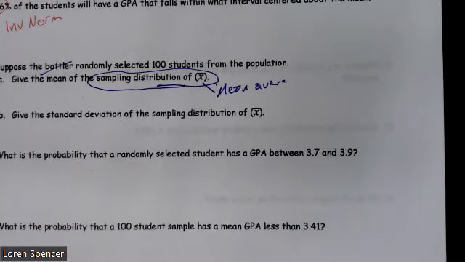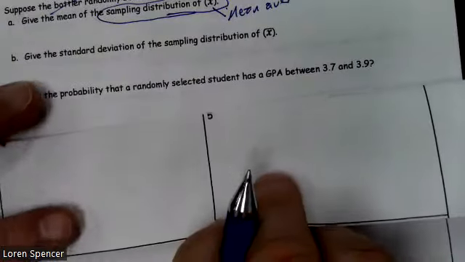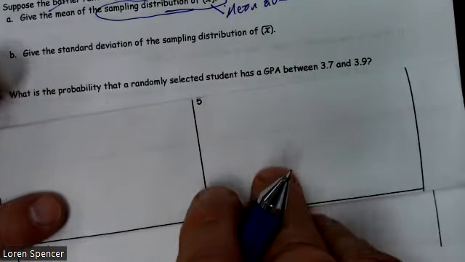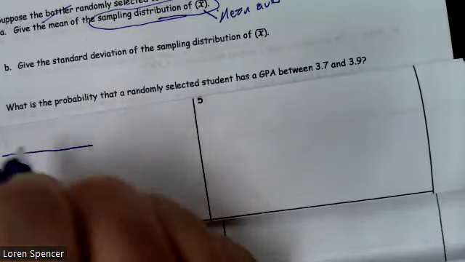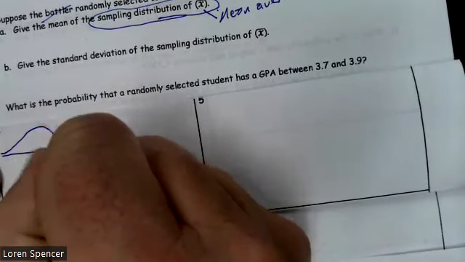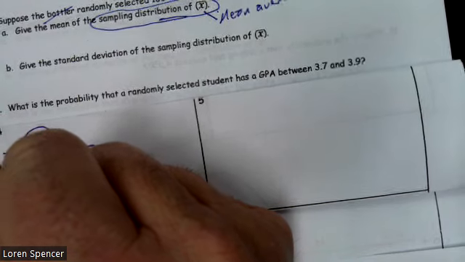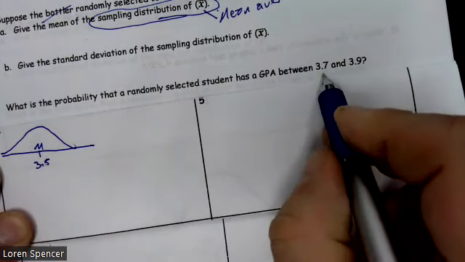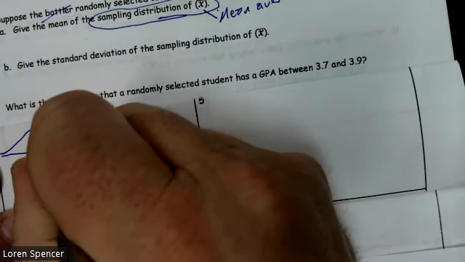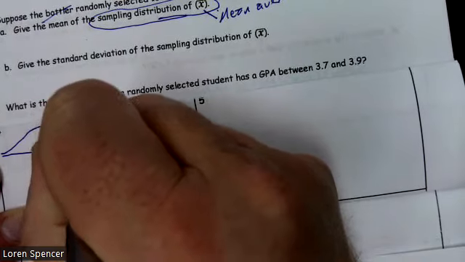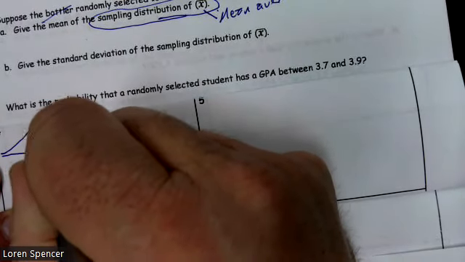All right, number 4. What is the probability that a randomly selected student has a GPA between 3.7 and 3.9? So, once again, we're looking for a normal. So let's draw our picture, because it might help us remember what we're supposed to be working with. So our mean is 3.5. Well, we want a GPA between 3.7 and 3.9. Well, 3.7 is above 3.5, and so is 3.9. So I'm looking for this area.